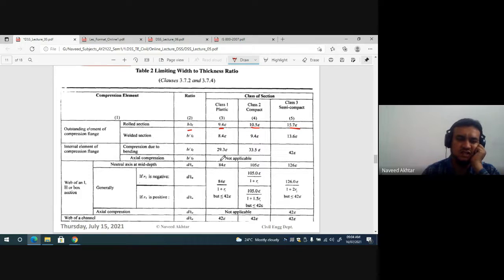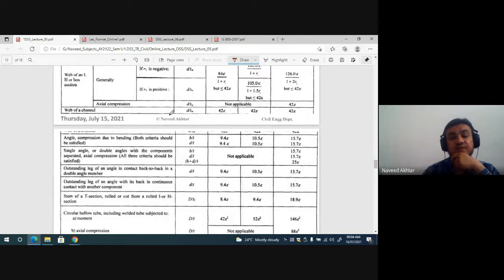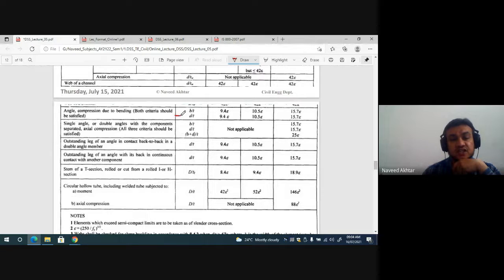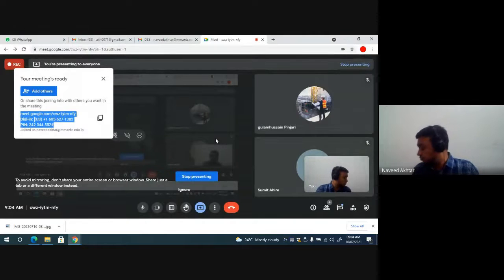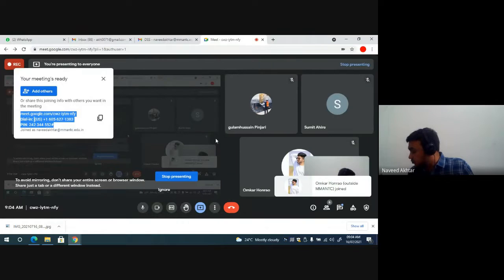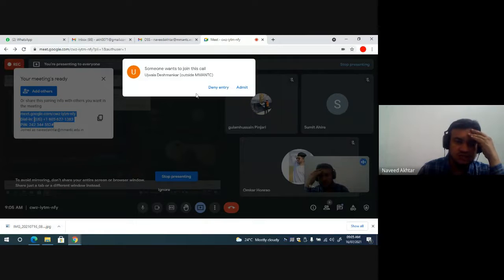What is the flange and what is the web, if an I section or H section is there? If a channel section is there, then also there are flanges and a web. And if an angle section is there, there are two legs, one is B and another is D. So based on that, you can classify the sections. Up to this, we finished yesterday.